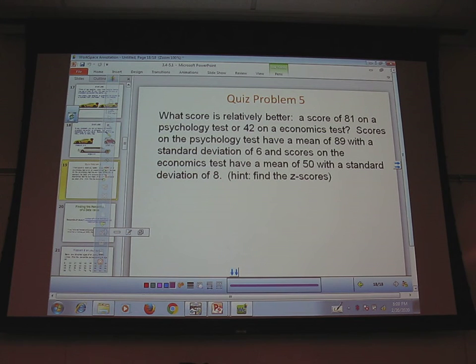So figure out what you are interested in, what your score is, and then figure out what the mean is and the standard deviation is, and then you can use that to compute the z-score. There's one for econ, there's one for psychology.